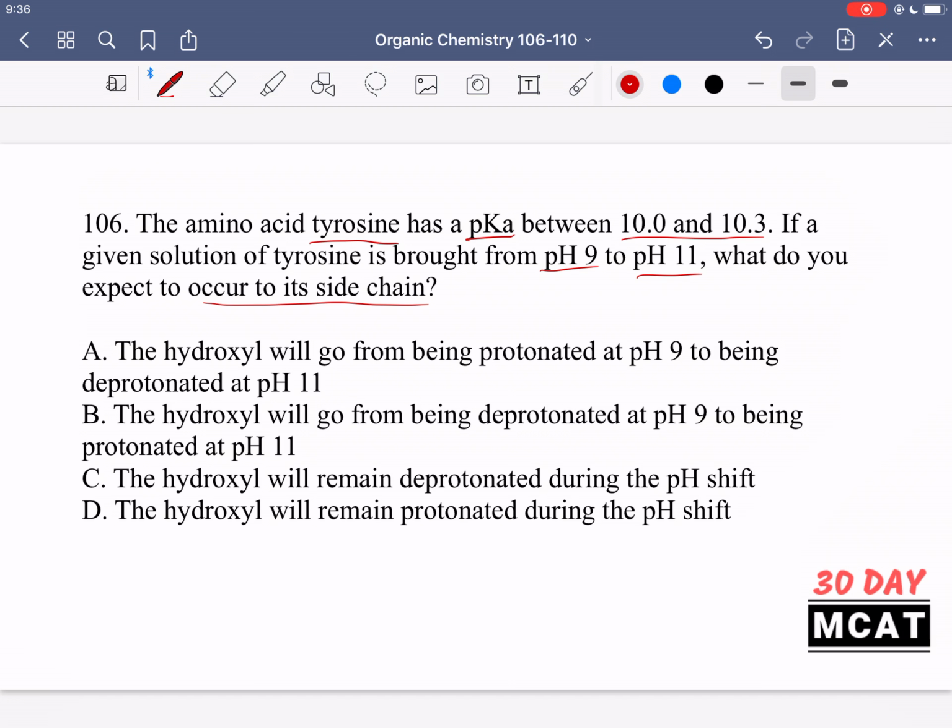So in that range, it's close enough to 10 as well. So it's like 10. What does the pKa tell us about whether that side chain is protonated or deprotonated? So you should know based on the Henderson-Hasselbalch equation that a pKa is telling us the pH at which, if we have an acid, it's 50% protonated, 50% deprotonated. So the concentrations of those are 50% each, so a 1-to-1 ratio. So at the pKa, we have a solution of tyrosine that's half protonated, half deprotonated.